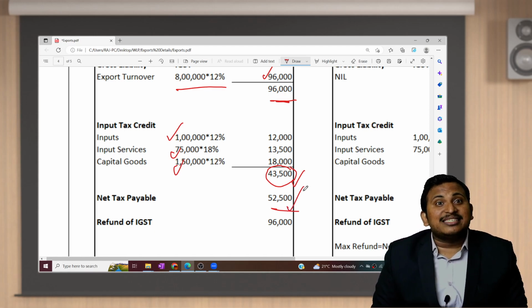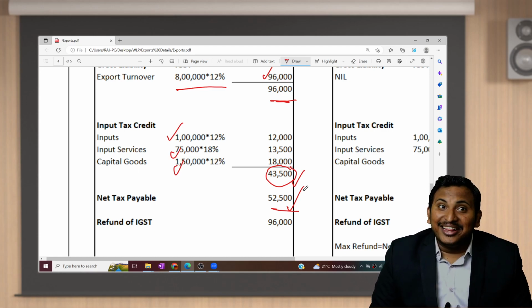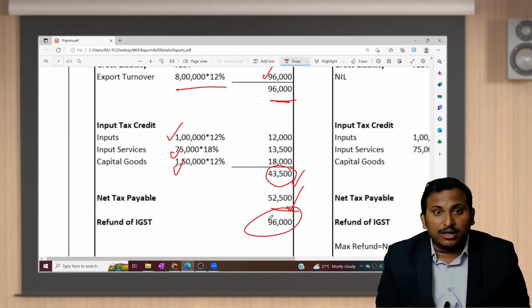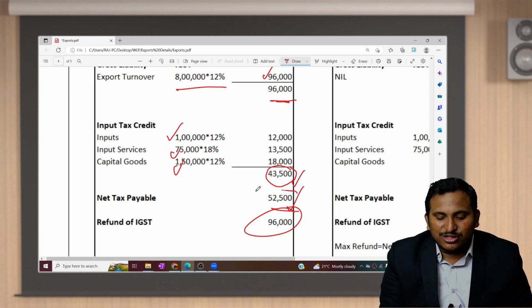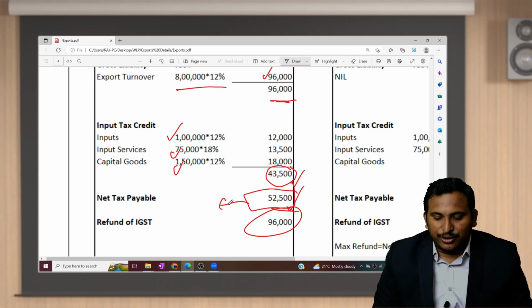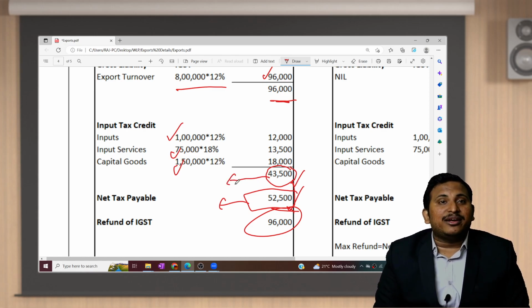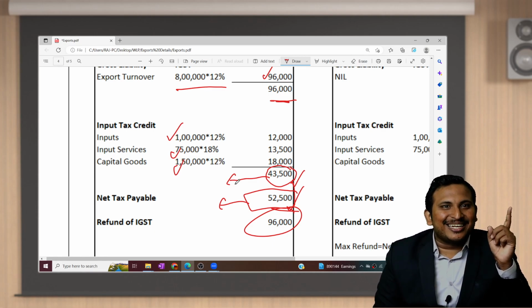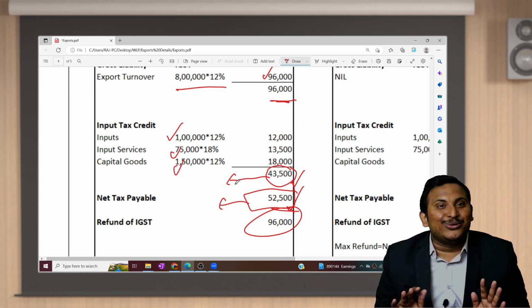Then how much will you get as refund, sir? 52,500? The answer is no. You are not going to get a refund of 52,500. You will get 96,000. Sir, why am I getting 96,000? Now observe carefully. How much tax have you paid to the department? Tell me, sir. 52,500. Now, tax utilized how much, sir? 43,500. Credit utilized. What is 43,500? You have paid taxes at the time of purchase. What has government said? I will make the tax impact on you zero.